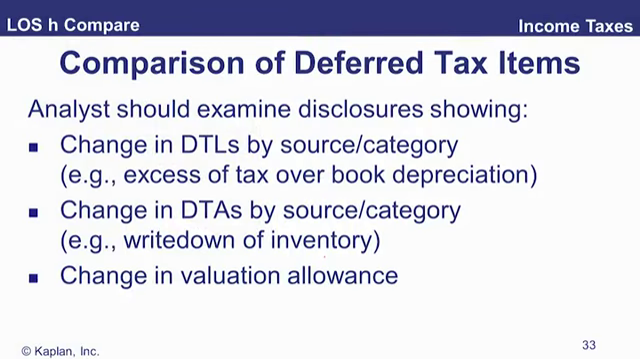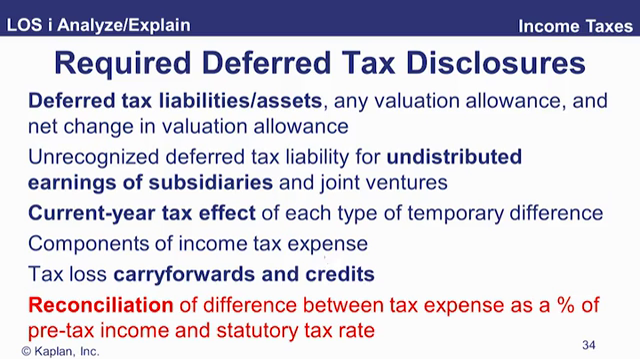Now, our next LOS asks us to analyze the disclosures for deferred tax items. Notice we're going to need to show the changes in deferred tax liabilities by each source that caused the deferred tax liability. We're going to need to show the same for deferred tax assets, so the change in deferred tax assets by each source, each category. And also notice in the footnotes we need to show any changes in the valuation allowance.